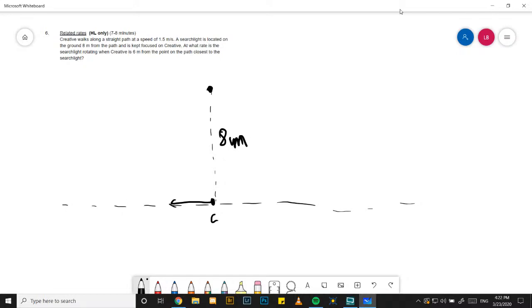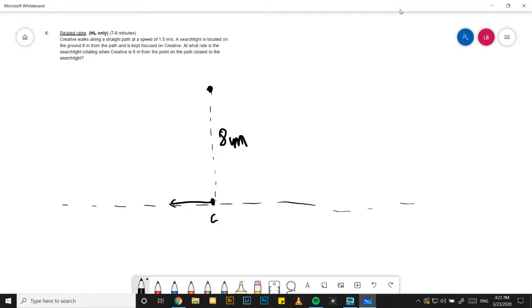And the question is asking at what rate the searchlight is rotating when he is 6 meters from the point on the path closest to the searchlight. So now let's start giving some variables. It's asking us at what rate the searchlight is rotating.